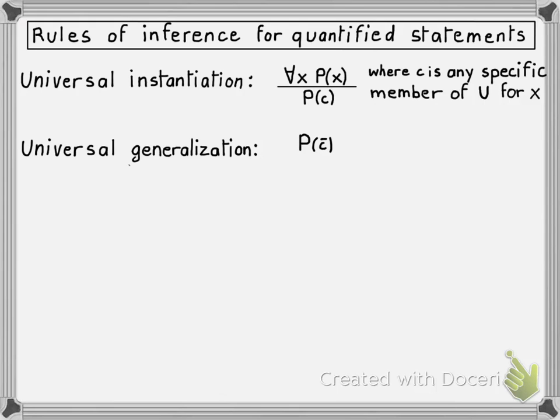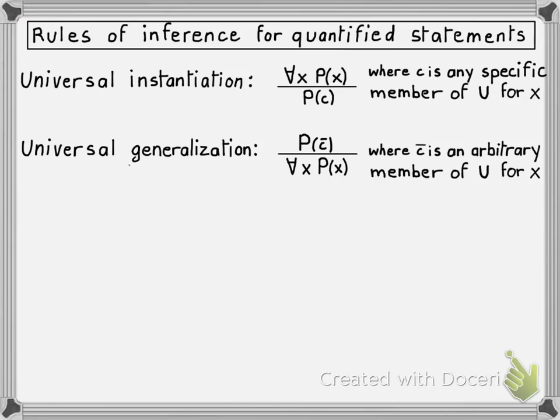So this rule, again, only has one premise, namely P(c̄), where c̄ is an arbitrary element of the universe. And what this rule says is that from P(c̄) being true, you can infer that for all x, P(x) is true. Again, let's define what c̄ is. It's an arbitrary member of U, the universe, for the variable x that shows up in the conclusion here.